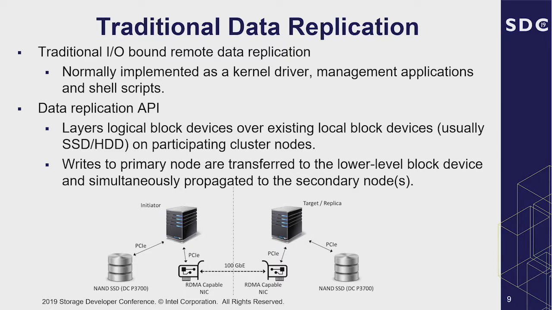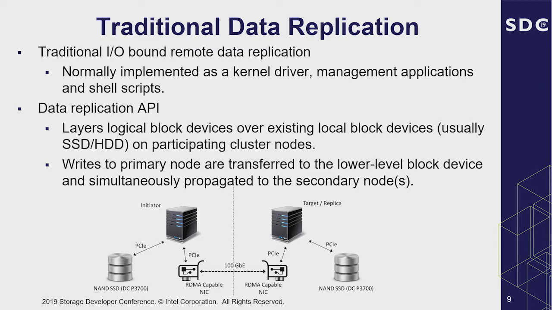And I have some diagrams that really show at a high level what you're doing with replication, both with the traditional method and then the method that I'm going to talk about on persistent memory. So with your data replication API, you have layers, usually logical block devices like SSD or HDD, hard disk drives, moving data from your initiator nodes to your target nodes.